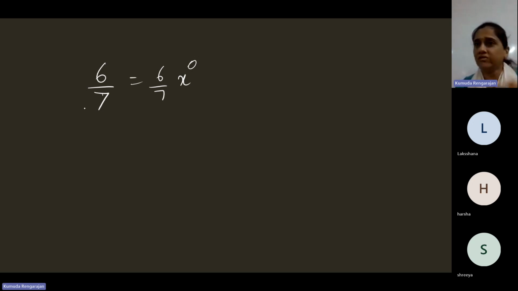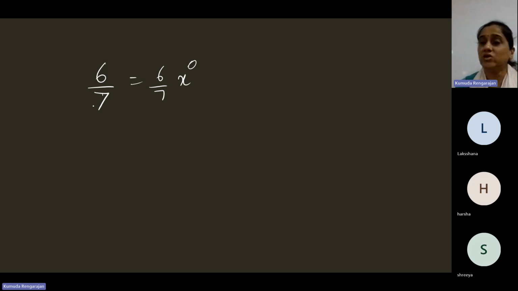See, the first thing is 6 by 7 is already constant. It's a constant, right? Now this one, how can it be 0 then? What do you mean by a 0? When you put the value in that polynomial or that equation, the equation is satisfied. The left hand side will be equal to the right hand side.